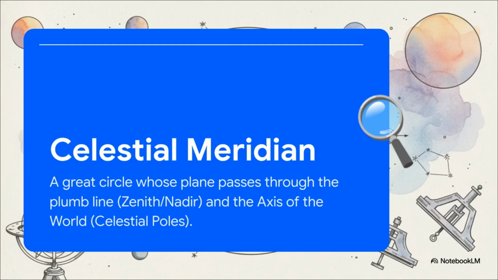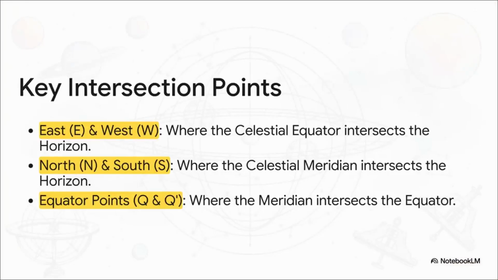It's special because it's defined by the four most important points we've established so far: your zenith, your nadir, the north celestial pole, and the south celestial pole. It's the one circle that contains the key points from both systems, and it slices the sky perfectly into an eastern and a western hemisphere. And it's the intersections of these fundamental circles that finally give us our familiar cardinal points.